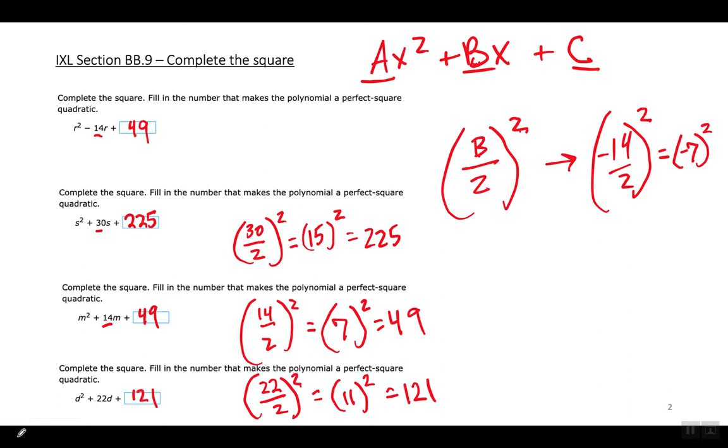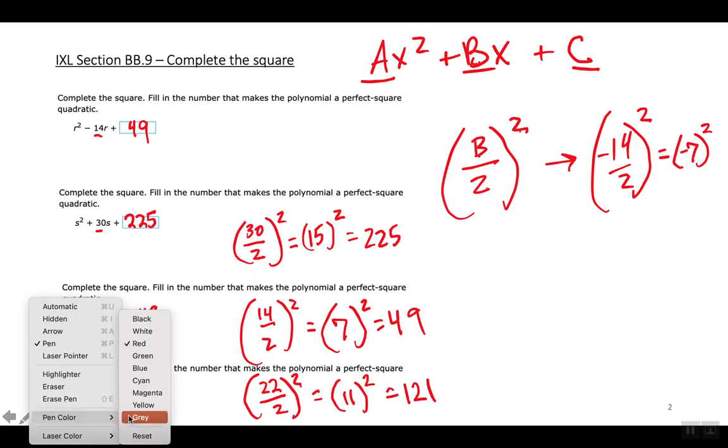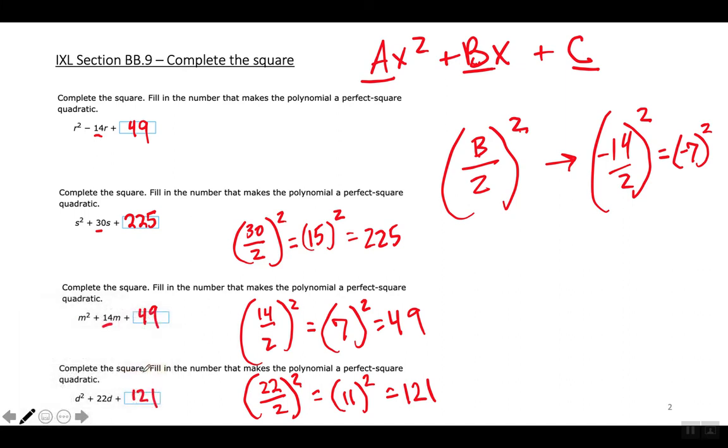Okay, now, why am I doing this? What's the point of this? Let me show you what the point of this is. It's going to make even more sense when we get to upcoming IXLs that use completing the square. The point is that when you add this number, it creates a perfect square quadratic. That means that I could factor this, and the answer is going to be a perfect square.